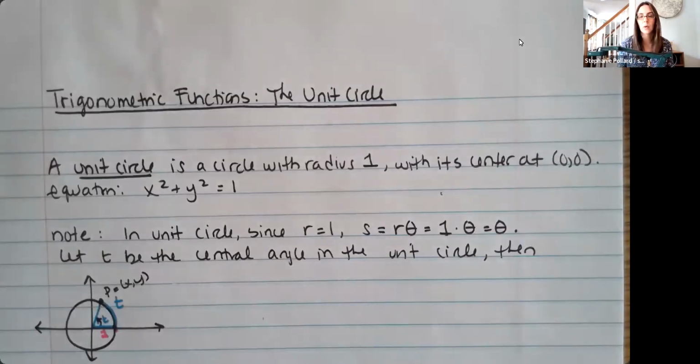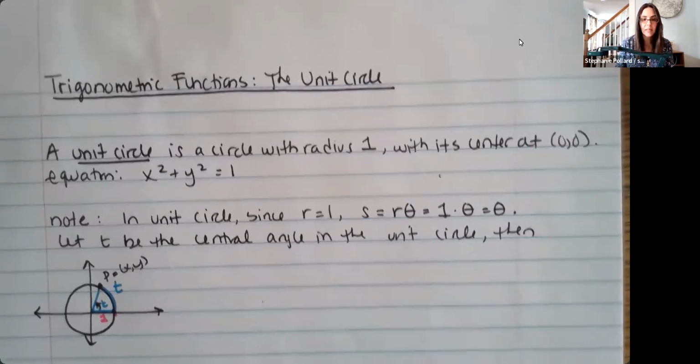In this set of videos, we're going to look at how the unit circle relates to the six trigonometric functions. So first, a unit circle is just a circle with radius 1 and with its center at (0, 0). So the equation is x squared plus y squared equals 1.